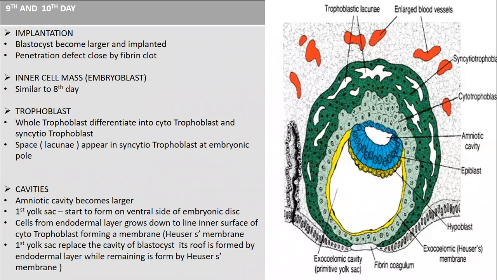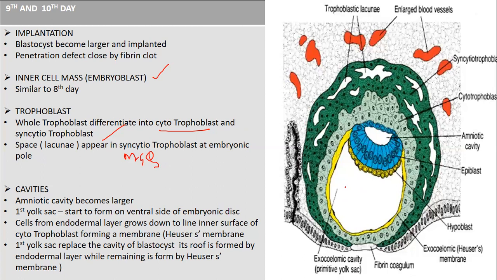Coming to the 9th and 10th day, here you can see easily that at the time of implantation, the blastocyst becomes larger. The penetration defect is closed by a fibrin clot. Coming to the inner cell mass, the embryoblast, just remember everything in the embryoblast occurs on the 8th day, so the 8th day is important from the point of view of the embryoblast. In the trophoblast, the whole trophoblast differentiates into syncytiotrophoblast and cytotrophoblast. The lacunae appear in the syncytiotrophoblast, MCQ again here. Now we are talking about the cavities. The amniotic cavity becomes larger, and the first yolk sac started to form on the ventral side of the embryonic sac, the first yolk cavity started forming.